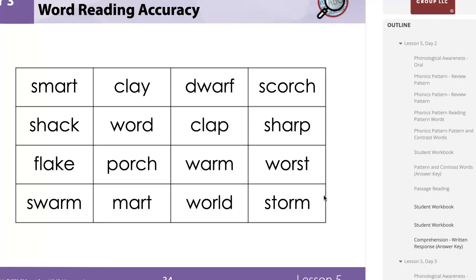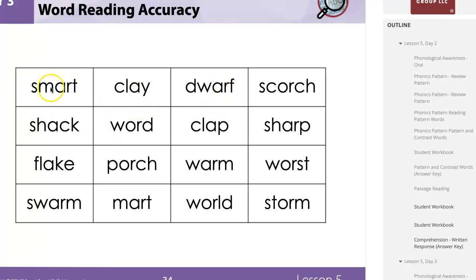Clay. Dwarf. Scorch. Shack. Word. Clap. Sharp. Flake. Porch. Warm. Worst. Swarm. Mart. World. Storm.